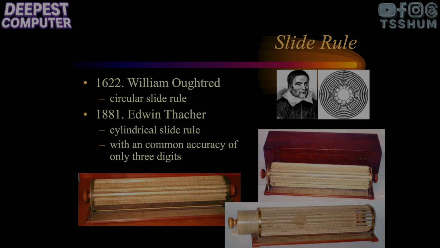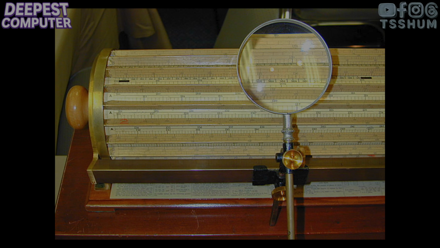In 1622, William Oughtred invented the circular slide rule. Later, in 1881, Edwin Thatcher created the cylindrical slide rule, with an accuracy of only 3 digits. This image shows a cylindrical slide rule with a magnifying glass.